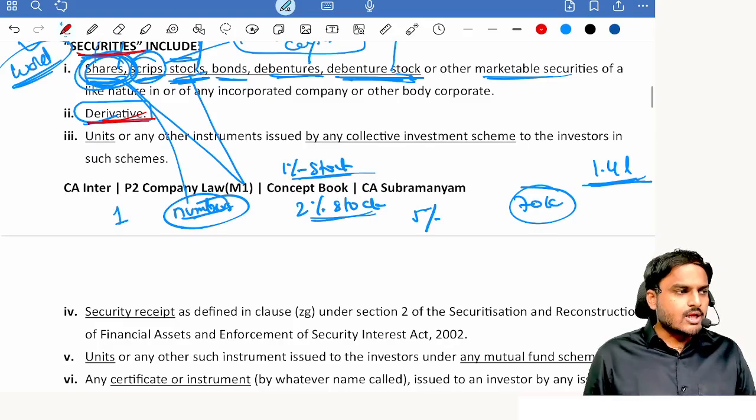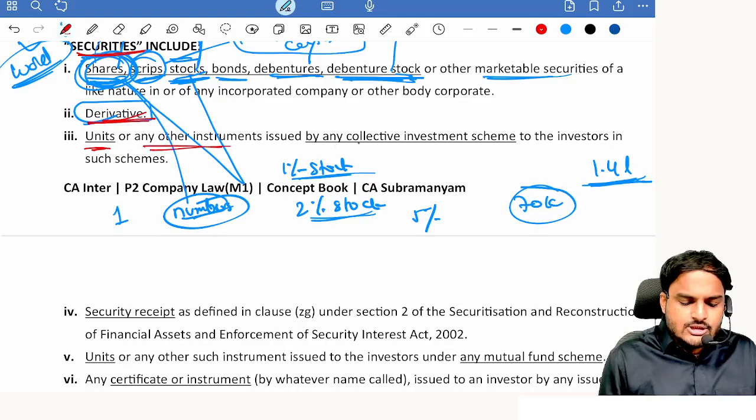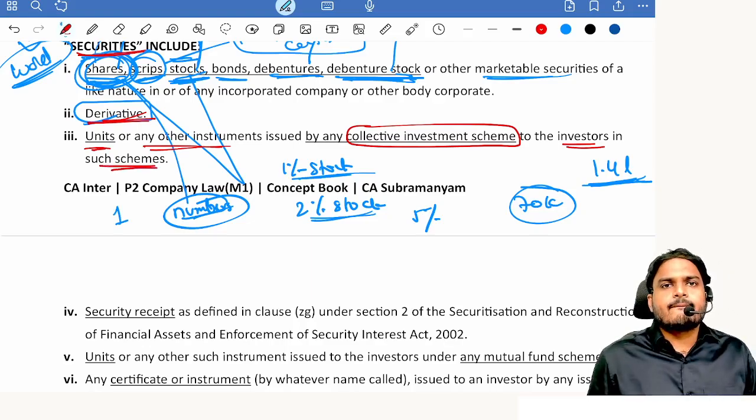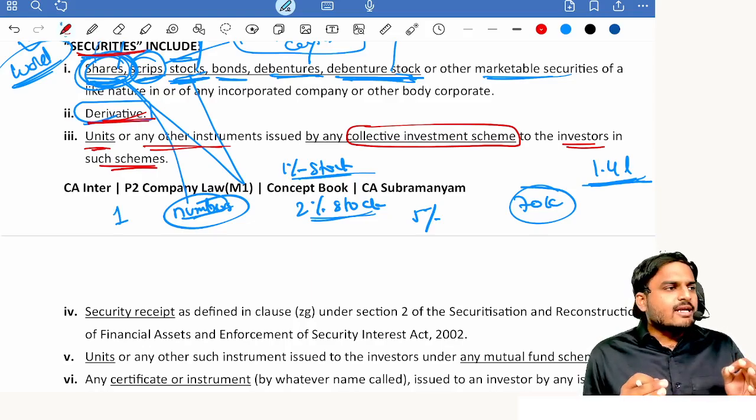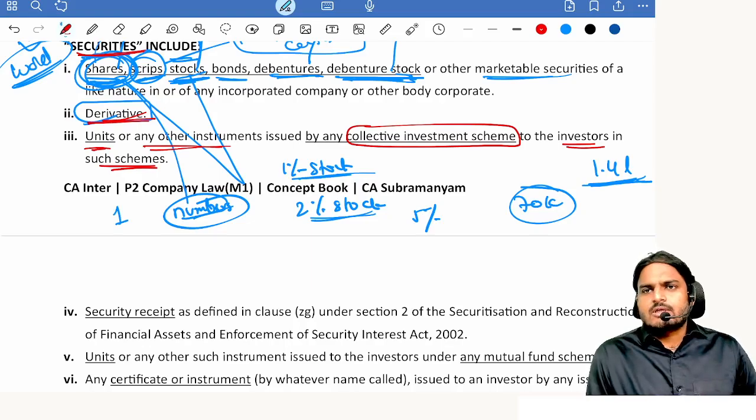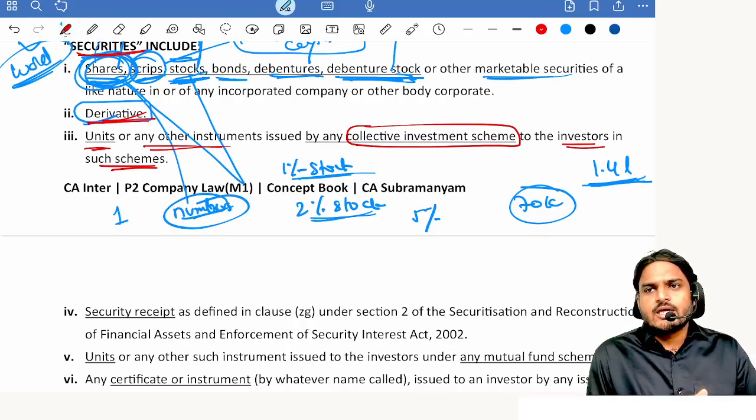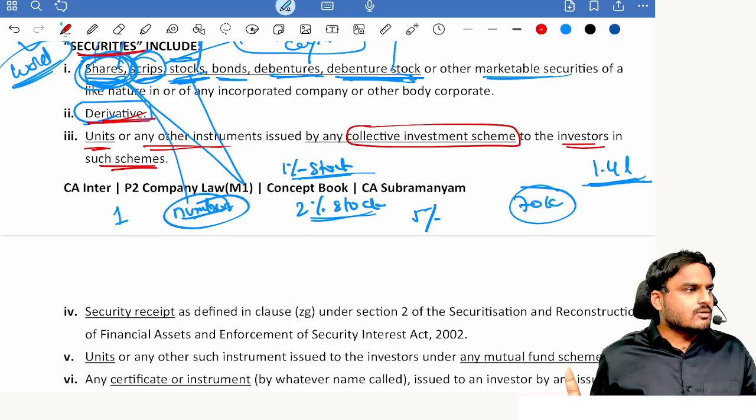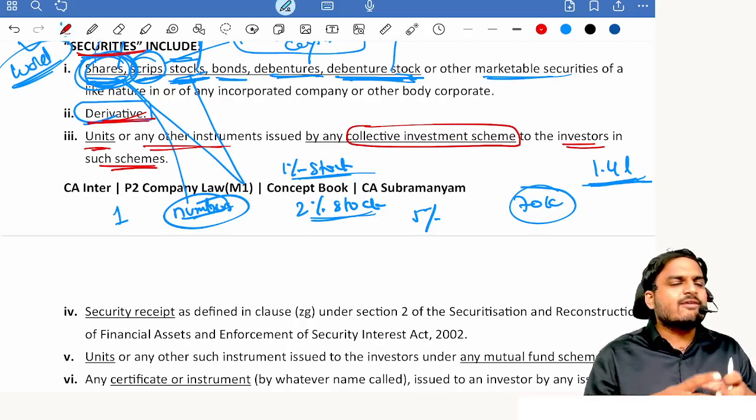And one more point, one last point. Units or any other instruments issued by any collective investment scheme to the investors in such schemes. Suppose every one of you has 10 lakh rupees. No, 2 lakh rupees. How much amount does every one of you have? 2 lakhs. With the 2 lakhs, how many company securities can you purchase? If you take MRF, you can purchase only one security. That's it. Yes or no? So with the 2 lakhs, you can purchase only one company's securities. You cannot diversify your investment.